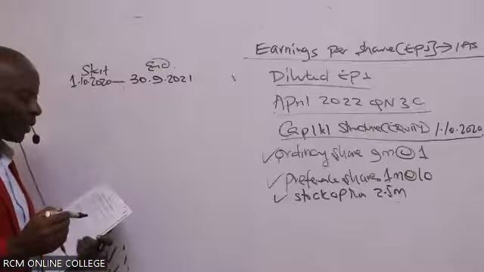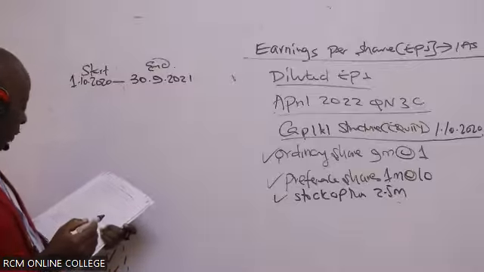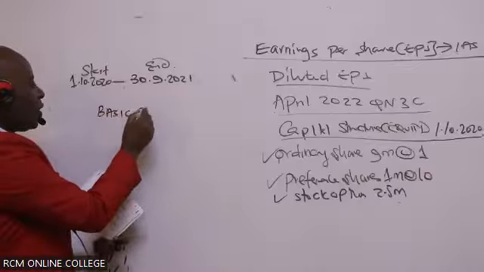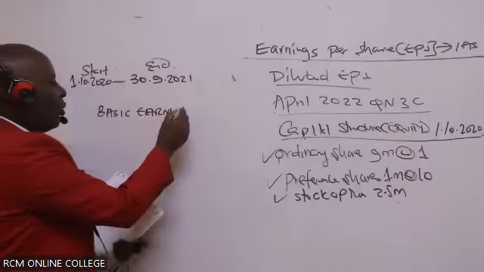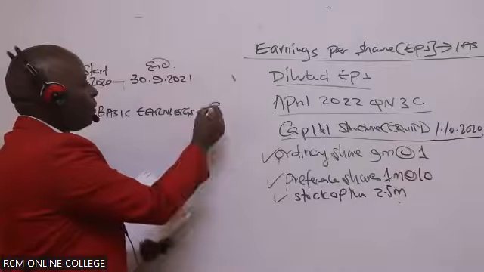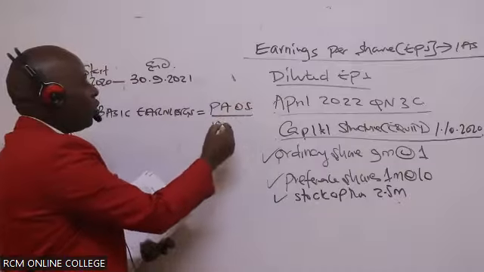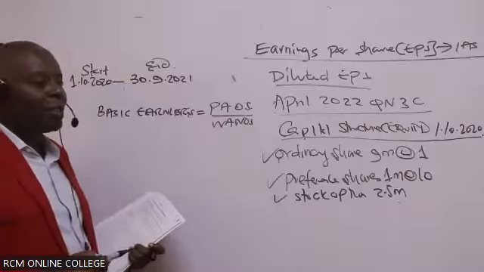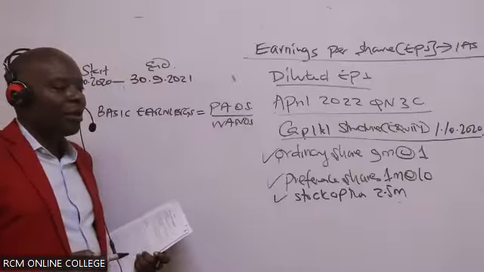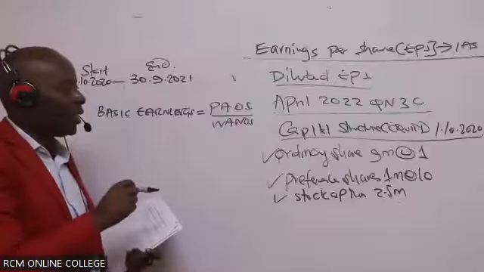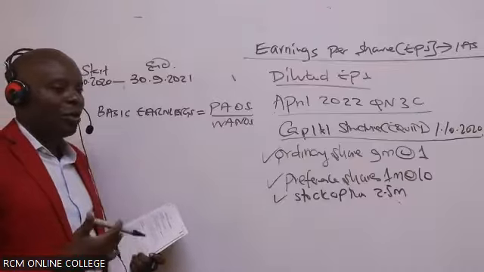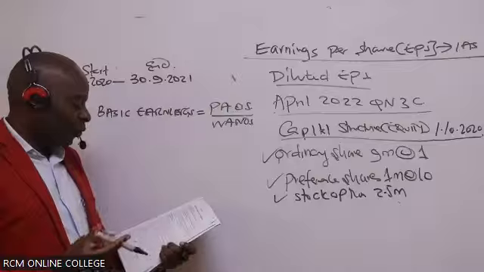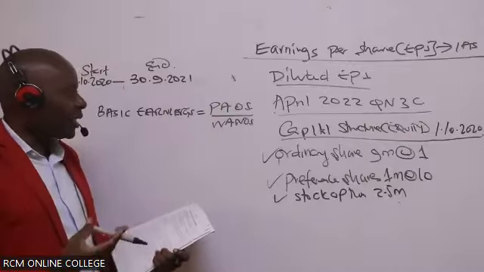Start and the end. We know that for us to be able to get basic earnings per share, we normally take the profit attributable to ordinary shareholders over the weighted average number of shares. Now, ladies and gentlemen, fortunately, these guys have given us everything.